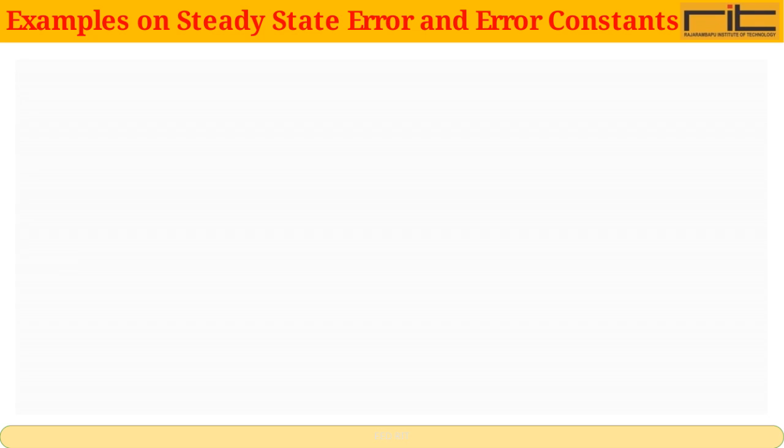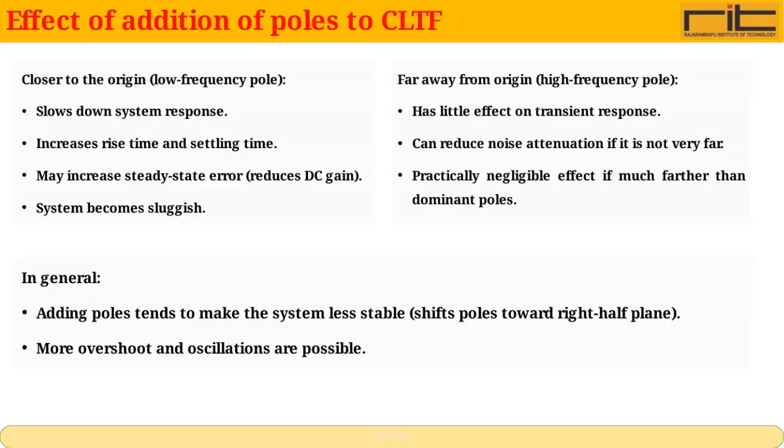By working through examples, we can see how these constants affect the error and what that means for system accuracy and performance. Let's delve into the specific cases to get a clearer picture of how these concepts are applied in real-world scenarios. When a pole is added closer to the origin, which means it's a low-frequency pole, it tends to slow down the system's response. This results in an increase in both the rise time and settling time, meaning the system takes longer to reach and stabilize at its desired output.